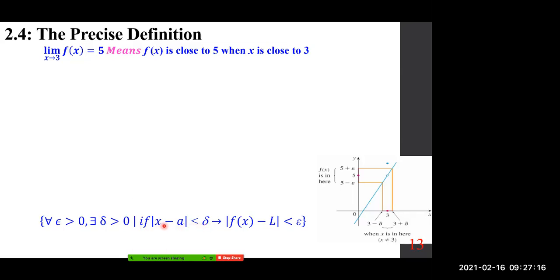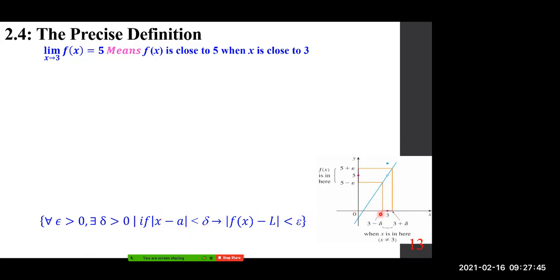Meaning the distance, okay, that x and a has is extremely small. When we look at absolute value of x minus a, we are looking at the distance between x and a, okay? So a in this graph is number 3. X is some number on the side, left or right. As long as the distance between that x and this 3, or in this case, x and a, is less than delta.